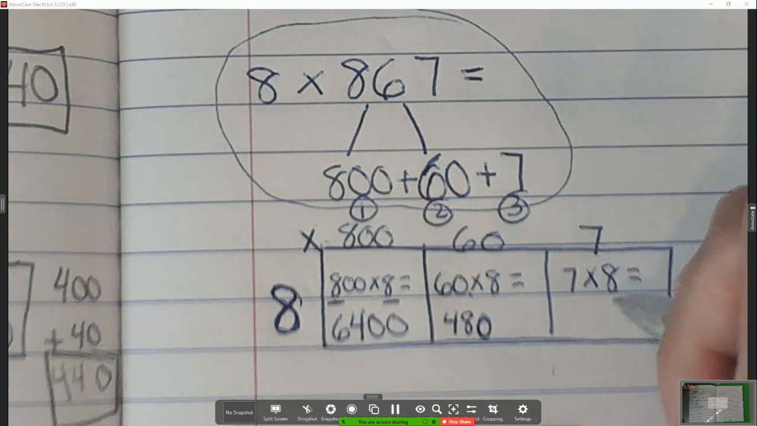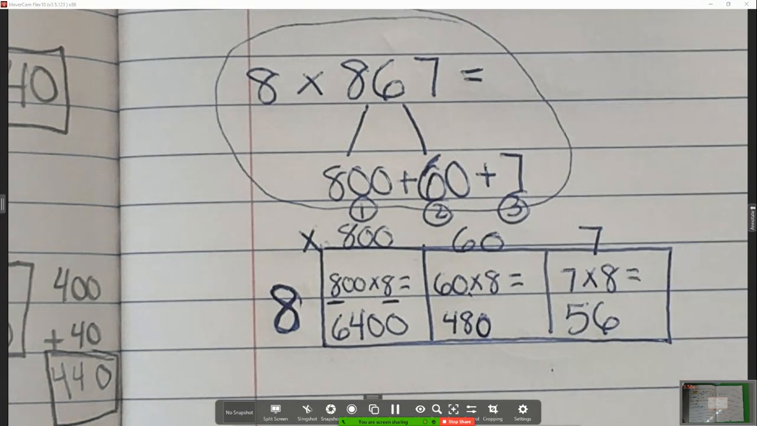Is there any zeros I need to add? There's no zeros, right? So I did step 1. I did step 2. But I need to still do step 3. And what is step 3? Who can tell me what step 3 is? Logan, what is step 3?